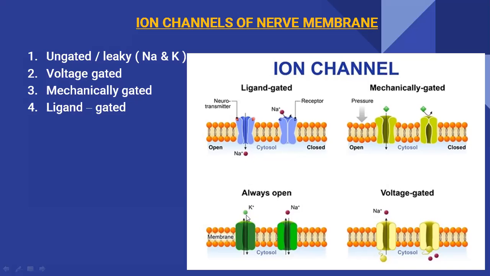All the time, some amount of sodium goes from inside to outside, and sometimes from outside to inside. This movement will be seen always. We can see the movement of these ions through these ungated channels always, so they are always open. And the second one is voltage gated channels. These voltage gated channels will be opened only when a stimulus is given to the neuron.